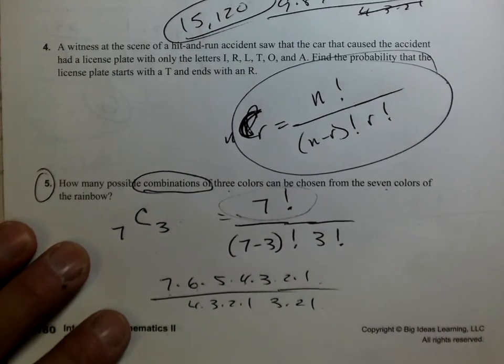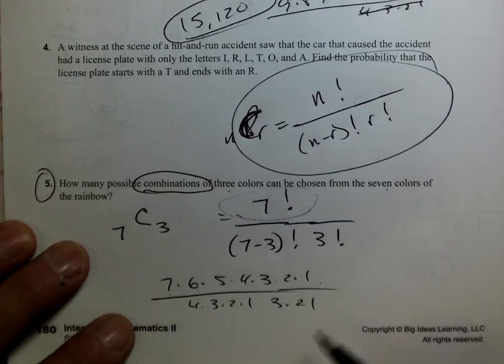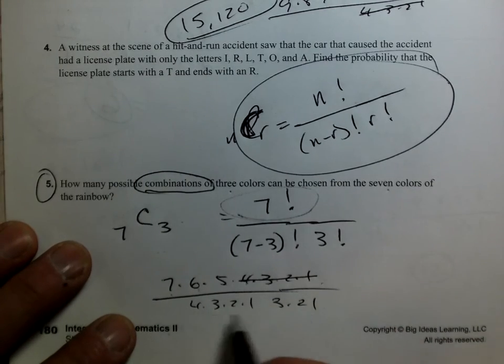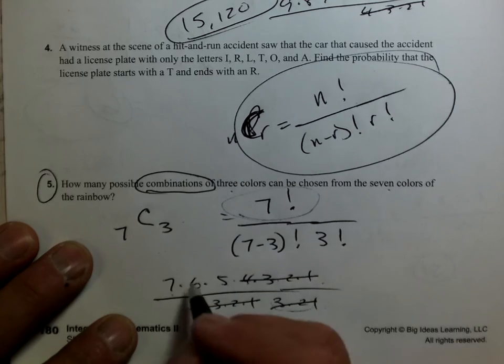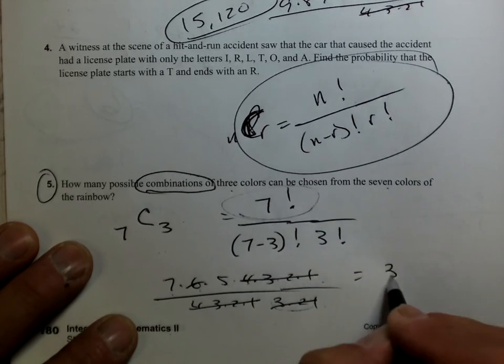Now, Ben's right. Let's make this easy. If I cancel all of these with all of these, and why not cancel this 6 right here with this 6? You with me? Cancel all those with the 7, and there's my answer, 35.